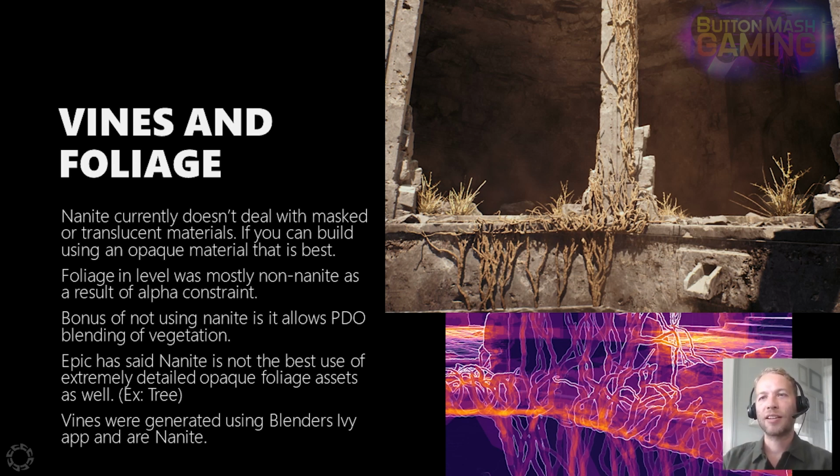And Epic has said Nanite is maybe not the best use of extremely detailed opaque foliage assets, for example a tree. So we felt like we were aligning with Epic on that. That said, things like these vines were generated all in geo, and they were generated using the Blender Ivy app, and they are all Nanite for these vines, and that seemed to work quite well. You can see in the Nanite overdraw mode there, there is a bit of overlap for sure. So something to watch out for, but it seemed to work out quite well for us.